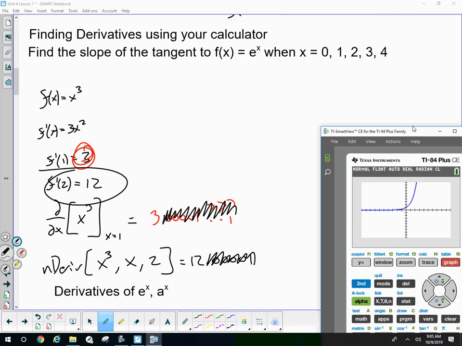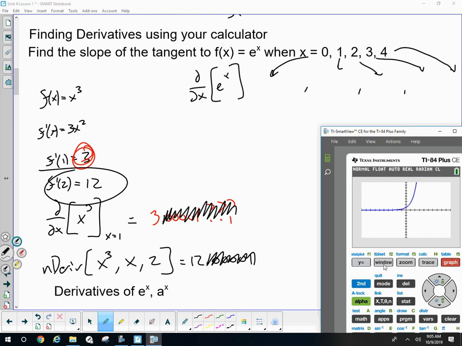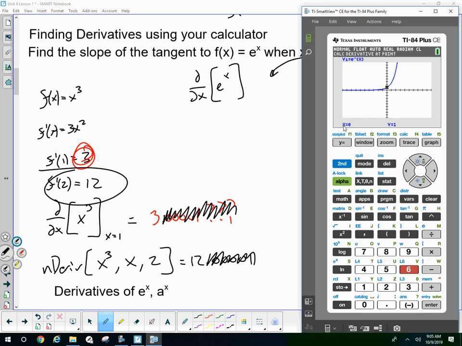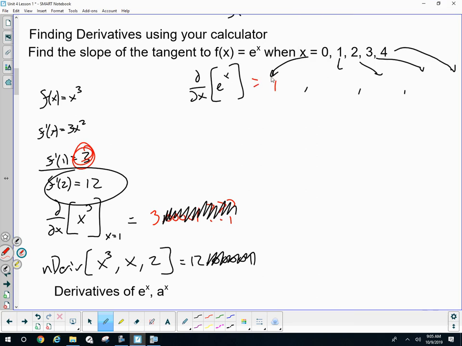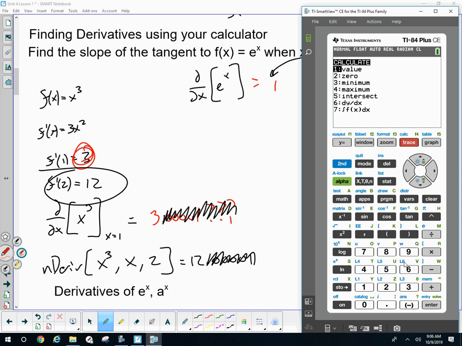Okay. All right. So the derivative of e to the x at x equals 0, 1, 2, 3, 4. Let's see. So dy dx at, let's say 0. Okay, so I am at this point 0, 1. At the point 0, 1, enter. My dy dx is 1. Okay, so at x equals 0, I had a slope of 1. Okay, that's neat. Maybe at 1, I'll have a slope of 2 or something. Let's see. All right, second calc, dy dx. We're going to go to 2.